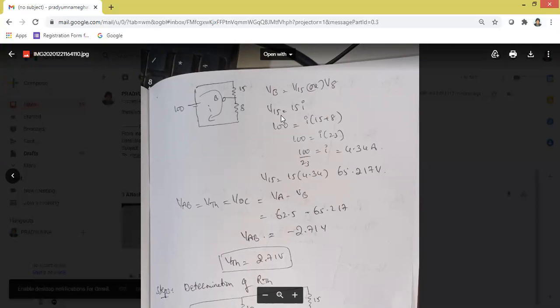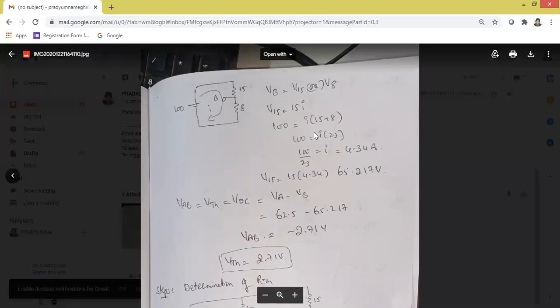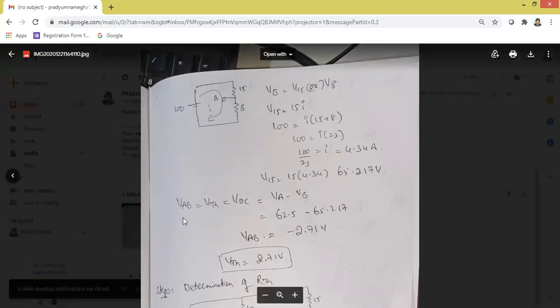So we know the formula for the voltage: V15 is equal to I into R, 15 into I. So apply the KVL, 100 is equal to I into 15 plus 8. So I is equal to 100 by 23, which is 4.34 amperes. Just to multiply, as we know, voltage is I into R, 15 into 4.34, which gives the value 65.217. So what is VAB?